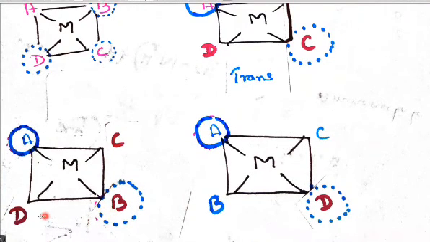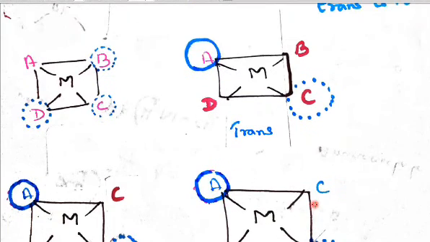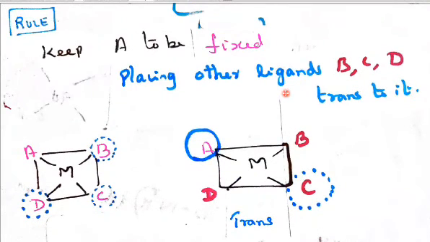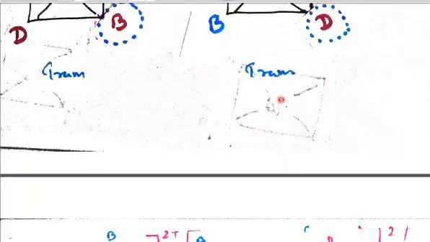And interchanging B and D, D comes to the place of B. So even here it is a trans. So we are getting only trans, no cis at all in this example.